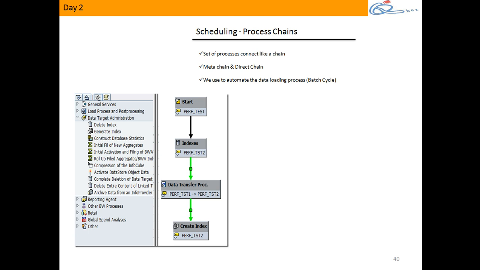Then we'll have something called scheduling of processes. We'll have something called process chain. So I was referring to scheduling, the loading of data from source to BW. Is it a one-time job or a regular job? It's a continuous job, right?